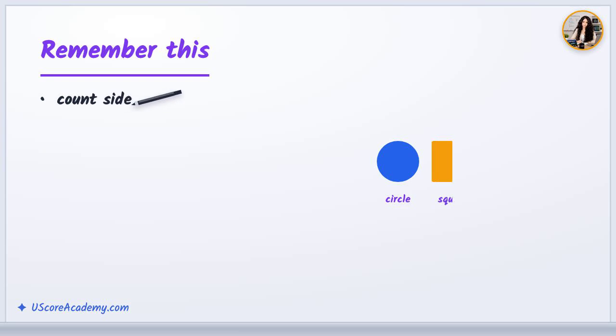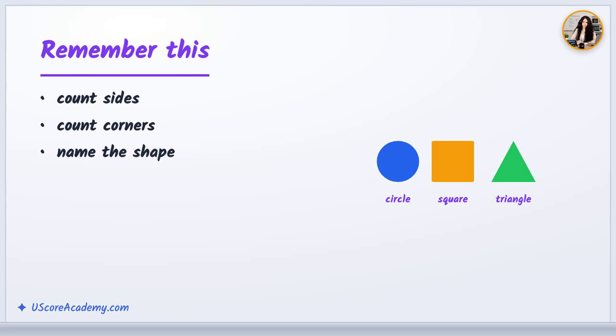So to describe a shape, count its sides and its corners. Triangles have 3, squares have 4, and circles have none. Now you can name shapes like a pro.